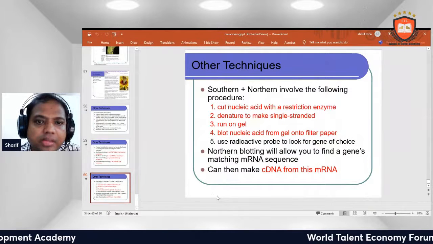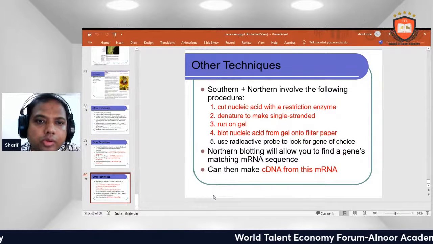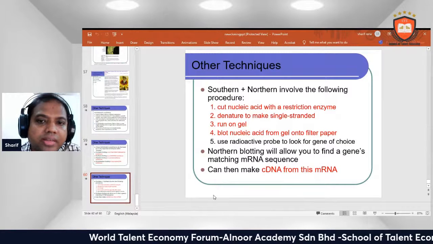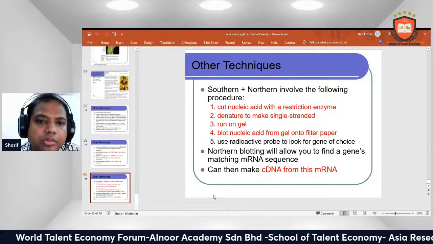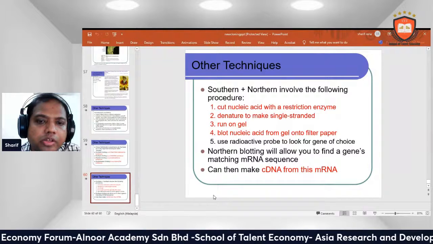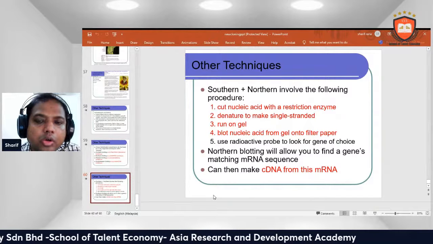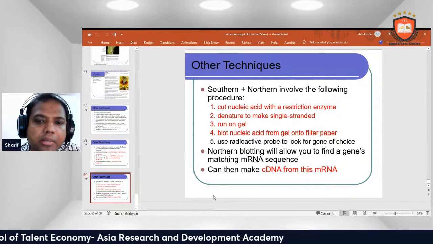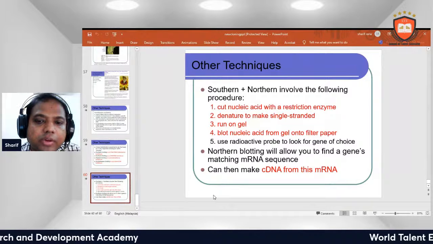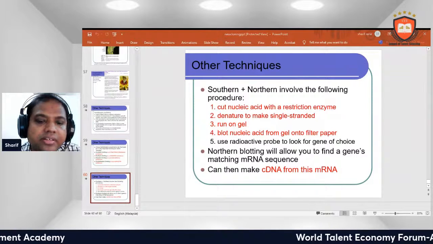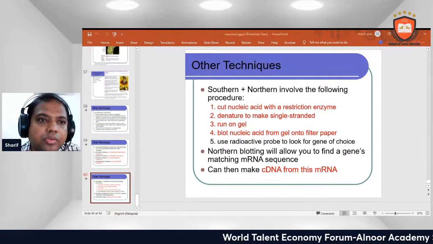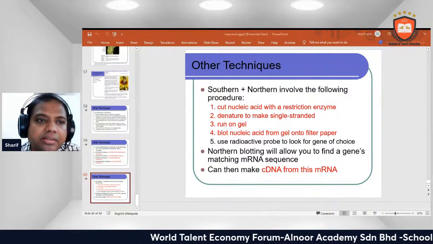So this is the basic Southern and Northern blotting involved in the following procedure: cut nucleic acid with restriction enzymes, denature to make single strands, run on gels, blot nucleic acid from the gel onto filter paper, use a radioactive probe to look for the gene of choice. Northern blotting will allow you to find a gene's matching mRNA sequence, and you can then make cDNA from the mRNA. These are the very basic information and we have to understand and we can take necessary initiative.